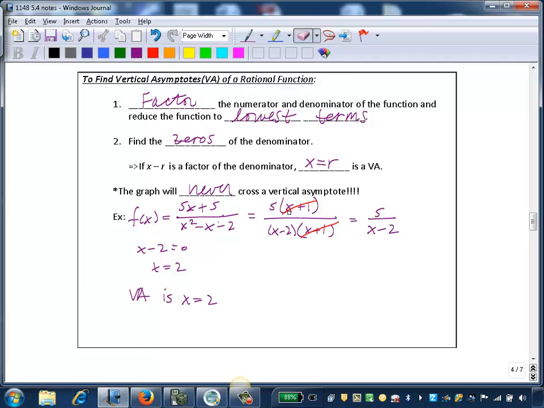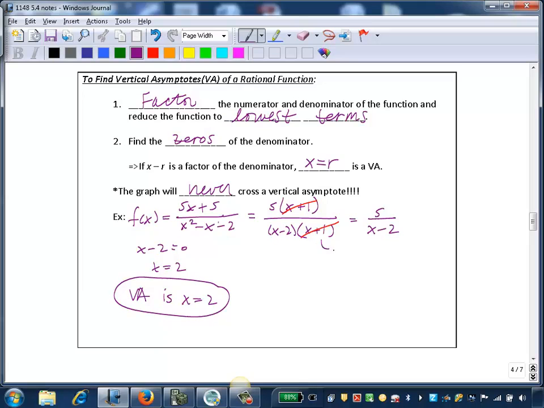Now you'll notice that initially, before we reduced to lowest terms, we had a factor of x plus 1 in the denominator. We'll talk about that shortly, but that's actually the location of a hole in the graph. So it is also an undefined region of the graph, but instead of being a boundary line, it's a hole that's punched out of it. For now, though, our vertical asymptote is x equals 2.